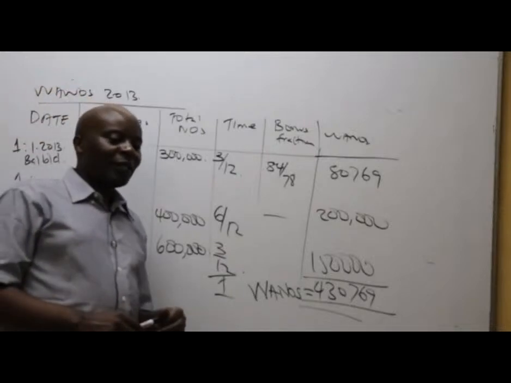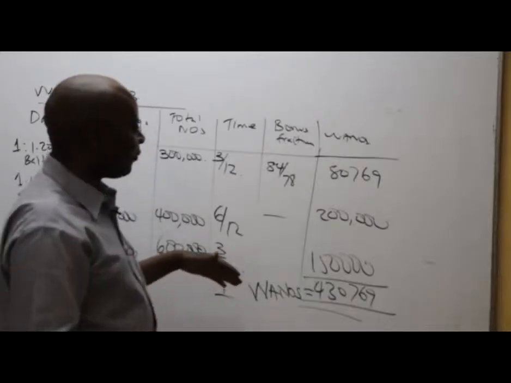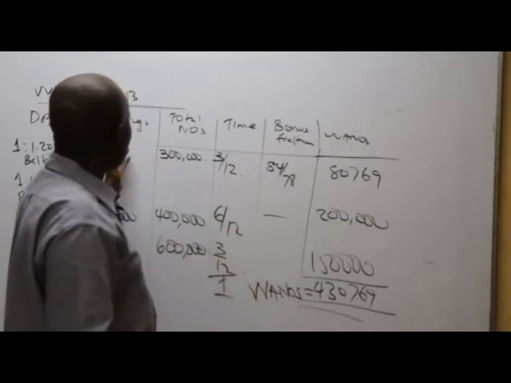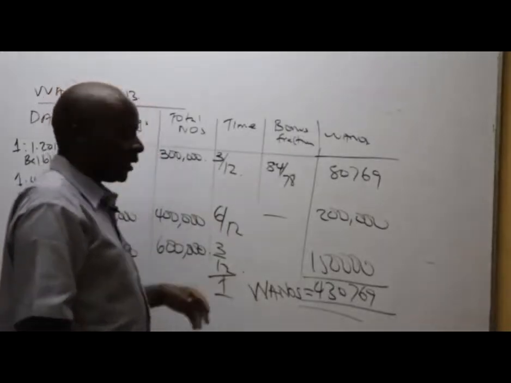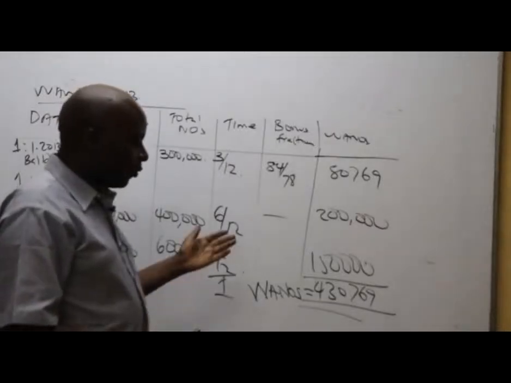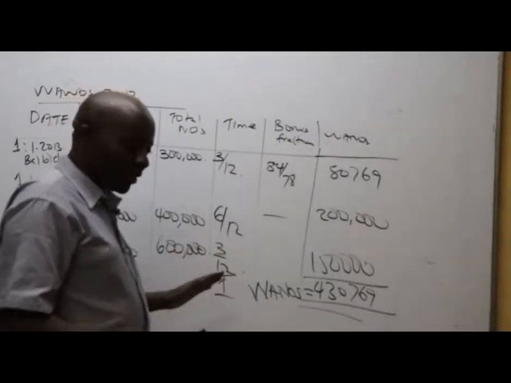So, ladies and gentlemen, we can even go ahead and finish this. If you wish, you can tell us there the basic EPS in the year 2013. 430.77 in thousands, that is still correct.